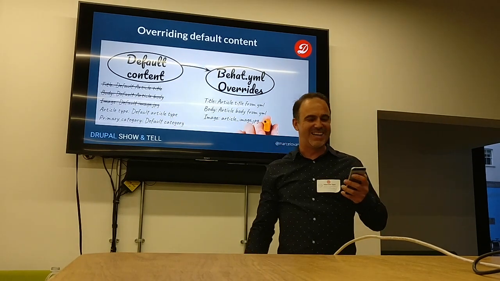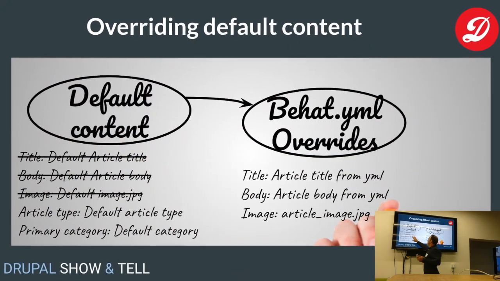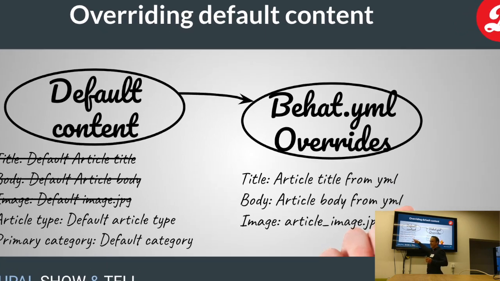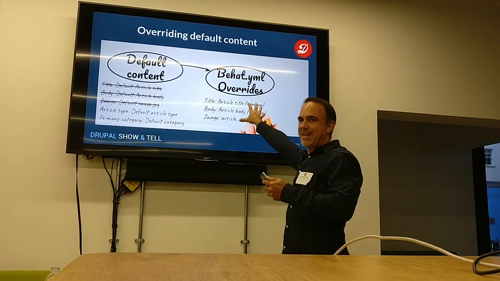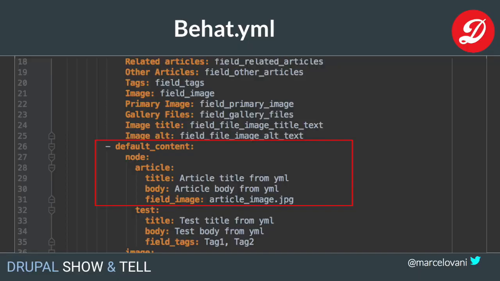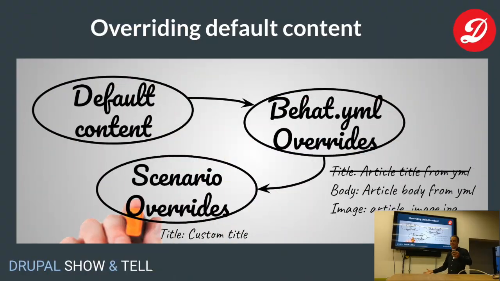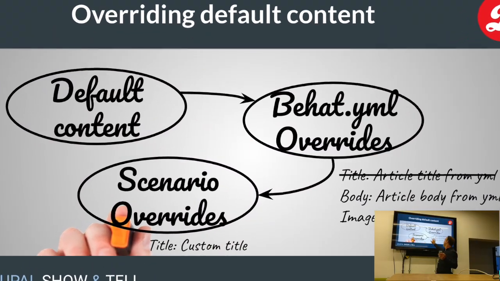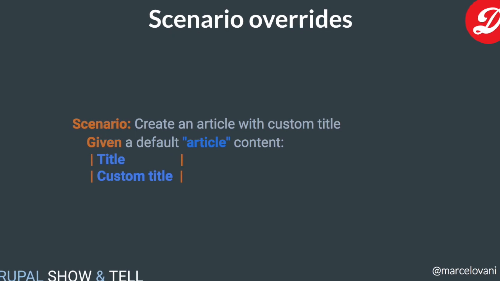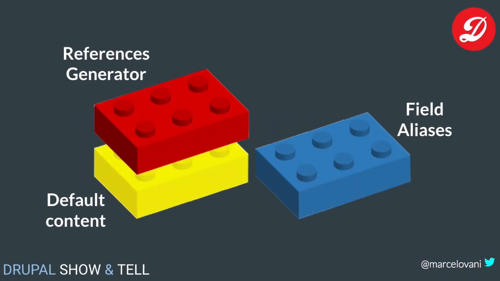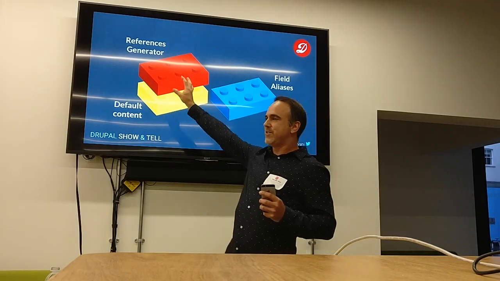The next level is going to be the Behat.yml overrides, which I showed as well. So basically, instead of having those values from the default content, you're actually going to have this here. It's going to inherit those here, and it's going to override those 3 values with fields that you put on Behat.yml for that website. And here is how you do it. You put it just like a YAML. It's so simple. And then the third level, or second level of overrides, is on scenario where you say, actually, I don't want to use that title or that title. I want to use a custom title. And you do this by saying, give me an article, but the title is that. Now, this is done by three different things altogether. So you got the reference generator.